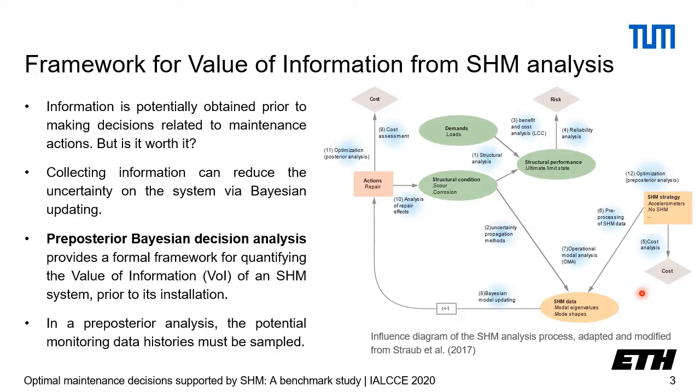Well, pre-posterior Bayesian decision analysis provides a formal framework for quantifying the value of information of an SHM system prior to its installation. The figure on the right presents an influence diagram which models such a pre-posterior Bayesian decision analysis. Within our influence diagram, green colors indicate parameters and models related to the structure, orange colors are related to the SHM system and the SHM data, and red colors indicate maintenance and repair actions. The blue bubbles are the different analysis methods used in the different parts of the process, which will be presented in detail in the rest of the presentation.